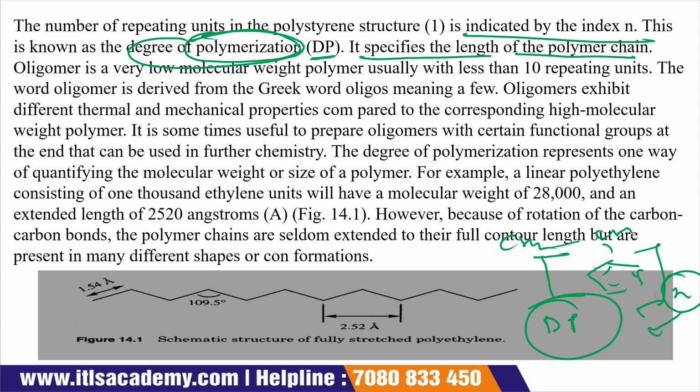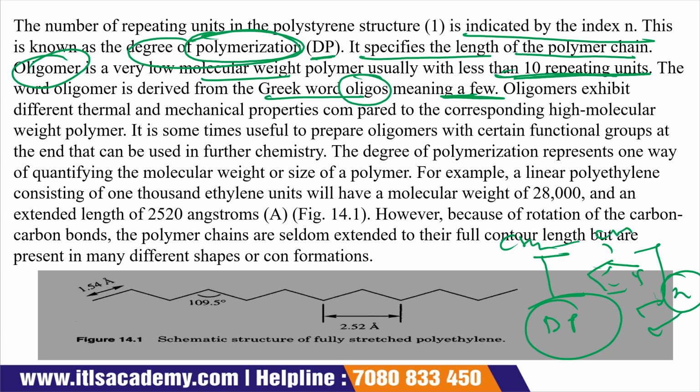An oligomer is a very low molecular weight polymer, usually with less than 10 repeating units. Okay, if we talk about oligomers, they are low molecular weight polymers and they have a repeating unit of less than 10. The word oligomer is derived from a Greek word, oligos, which means few. Okay, and mers means part, few parts.